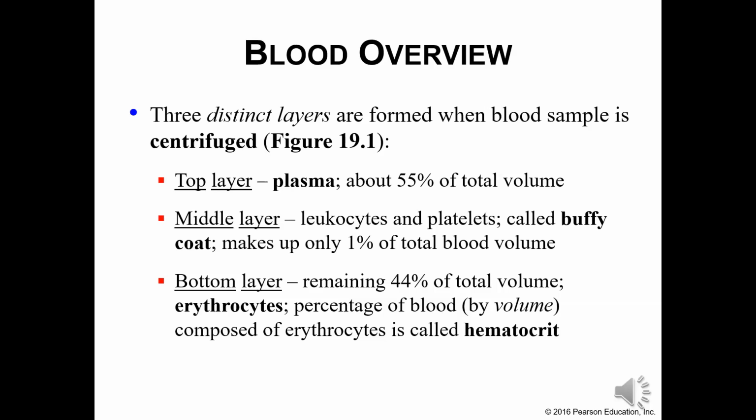The middle layer, sometimes referred to as the buffy coat, is composed of leukocytes and platelets. Remember, it only represents 1% of your total blood volume. It separates out in the middle because its density is much less than the erythrocytes, but a little bit more than the plasma. The bottom layer, representing 44% of your total volume, is your erythrocytes or red blood cells. The percentage of red blood cells by volume is what we refer to as the hematocrit.